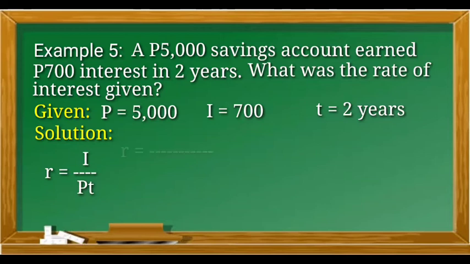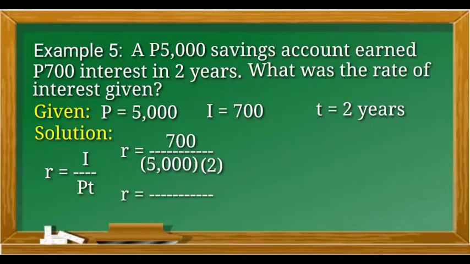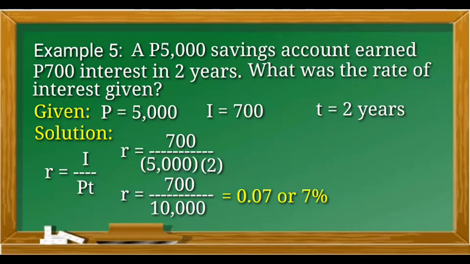So we have R equals 700 over 5,000 times 2. Then, copy the numerator, 700, and multiply the denominator. 5,000 times 2 equals 10,000. So we have 700 divided by 10,000 is equal to 0.07 or 7%.